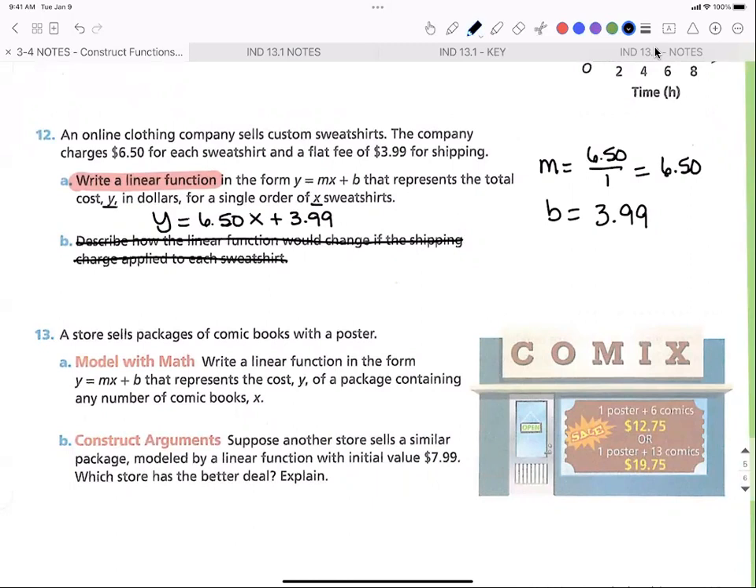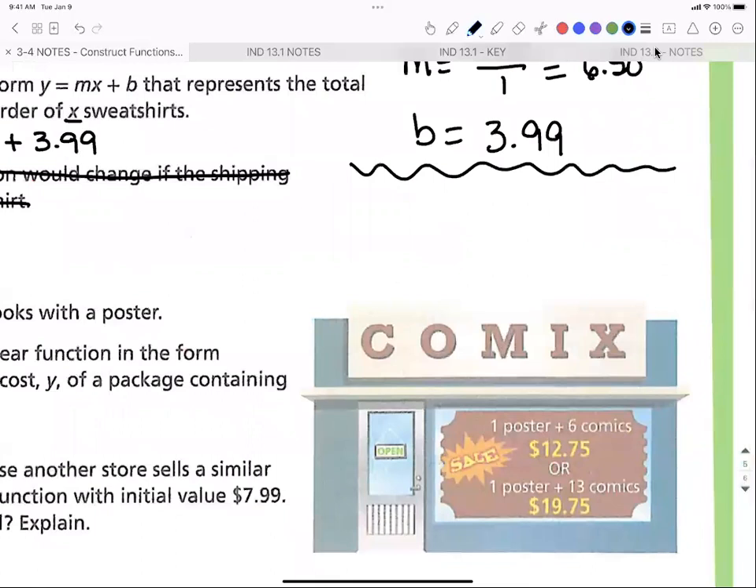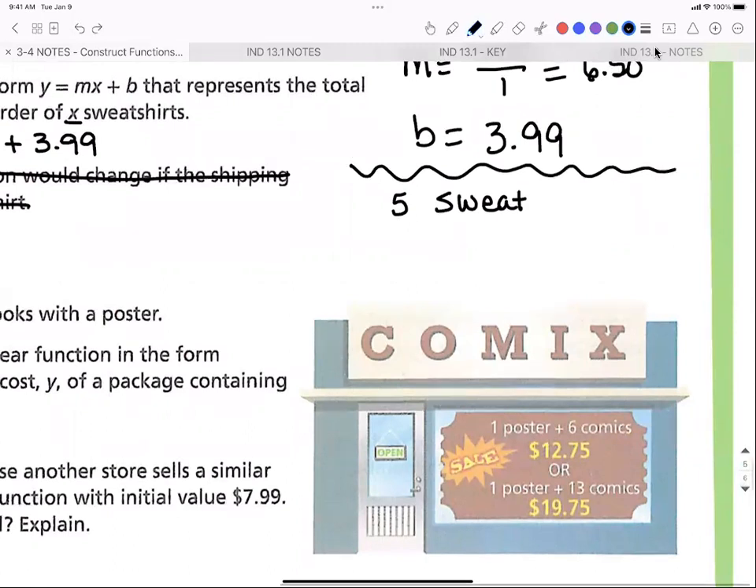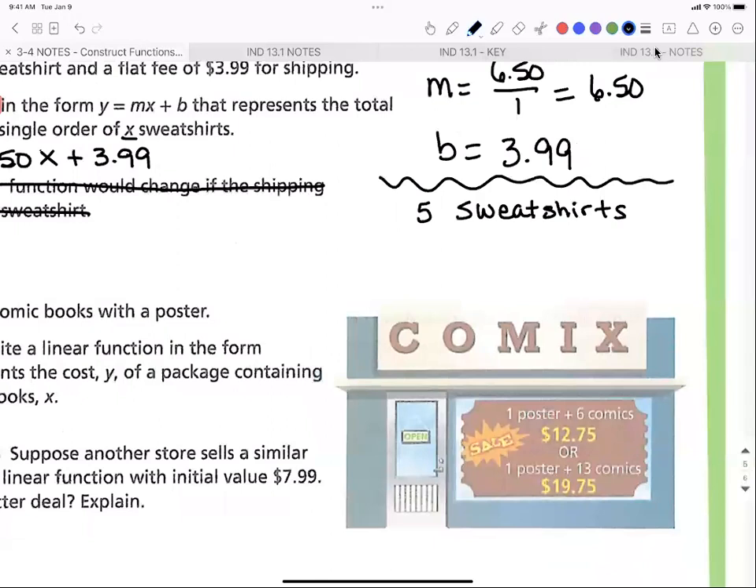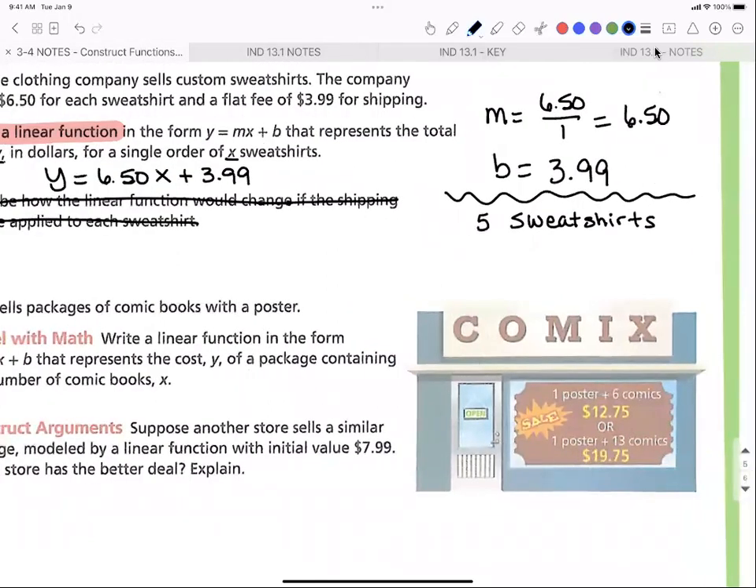But I want to ask you this. Now that we have our equation, what if I ask you, what are you going to spend for 5 sweatshirts? I want everybody to try to figure that out. Based on the equation we just wrote, Y equals $6.50 X plus $3.99, how much are you going to spend for 5 sweatshirts? Everybody be working. Hang on, I want to give everybody a shot to do it.